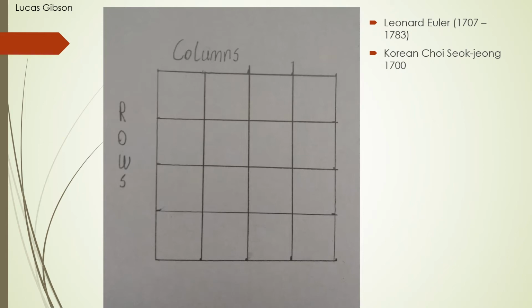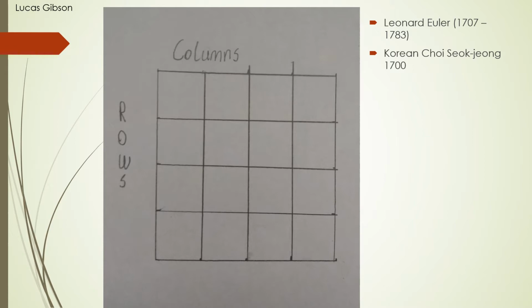Today we will be talking about the Latin square design. The person who is credited with the Latin square is Leonhard Euler, from 1707 to 1783. He originally liked to use Latin letters or Greek letters.